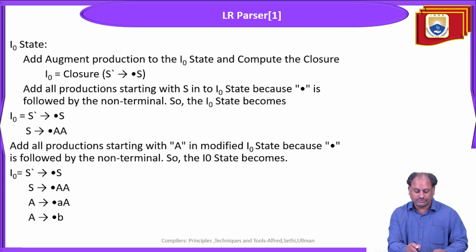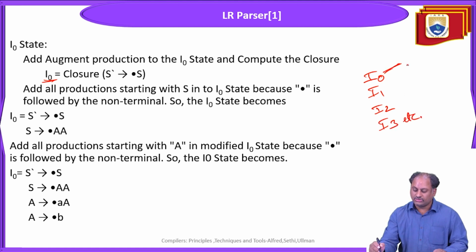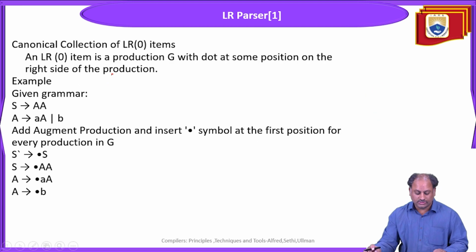Here we have to calculate the closure of each item set. The closure of items can be calculated as I0, I1, I2, I3 and so on. So initially I0 is the closure. If you consider S' as the first item, that is I0, then I1, I2, I3.